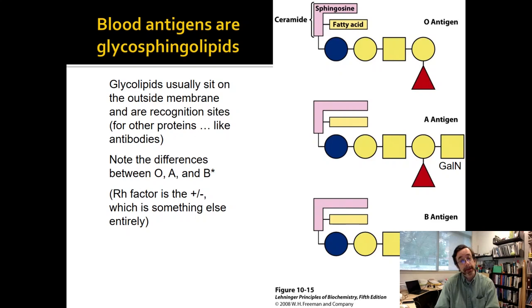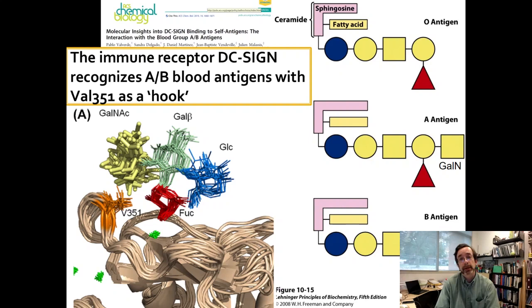But you see, it's all based on sugars being recognized on the outside of membranes because they are attached to lipids. So for example, different receptors can bind to it. Here's an immune receptor called DC-SIGN, and it is binding A and B blood antigens, and it's using valine to sort of hook around the fucose here. Now the thing about this is it really cares whether there's a GalNAc here, and it's the A antigen.